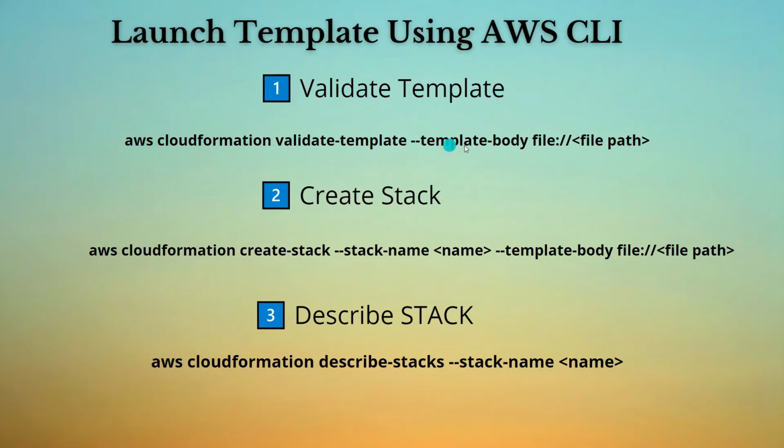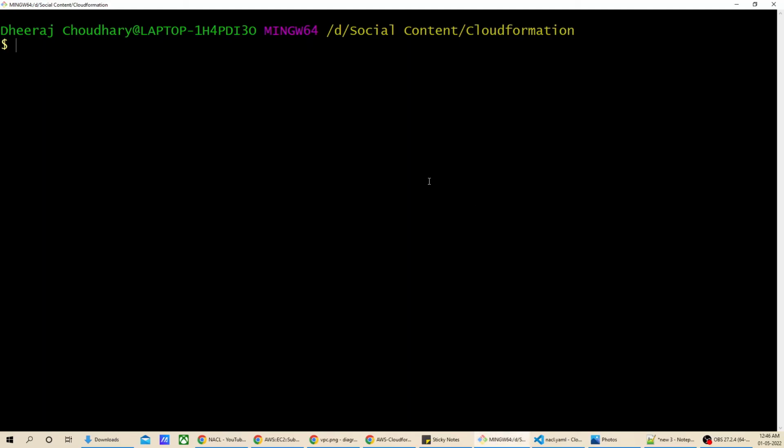First, we have to validate the template. So we have already validated the template by using this AWS CLI command. Now, the second step would be we are going to create the stack by using this AWS CLI command, which is aws cloudformation create-stack. Here we'll mention our stack name and the file name. So let's go ahead and do that.